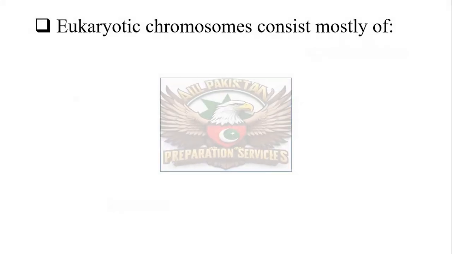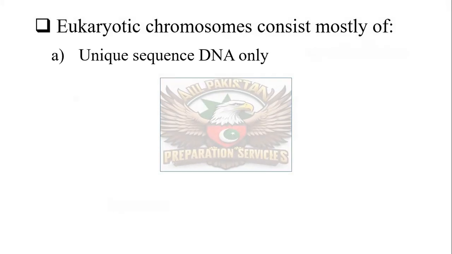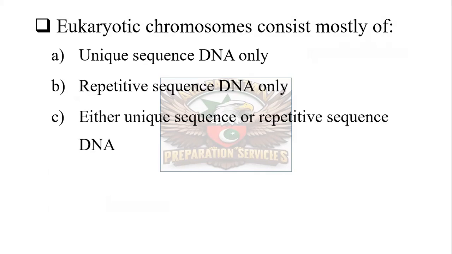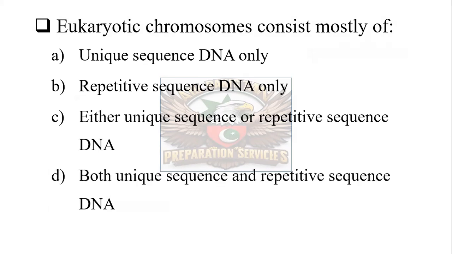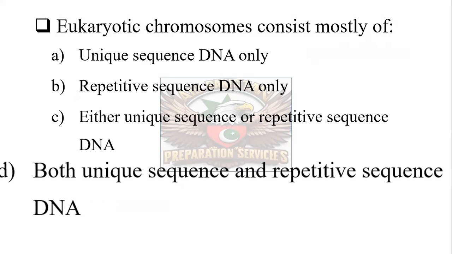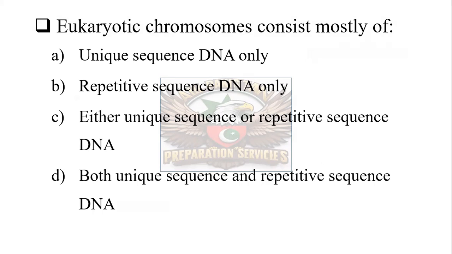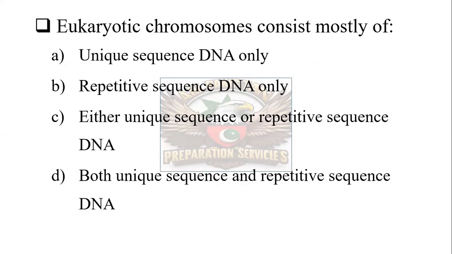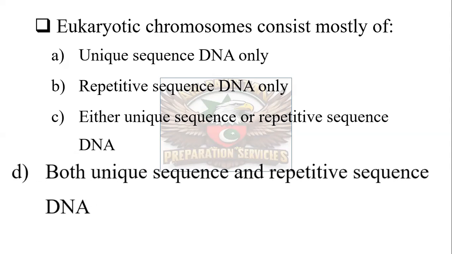Eukaryotic chromosomes consist mostly of unique sequence DNA, repeated sequence DNA only, either unique sequence or repetitive sequence DNA, or both unique sequence and repetitive sequence DNA. The correct one is both unique sequence and repetitive sequence DNA. This is the correct answer.